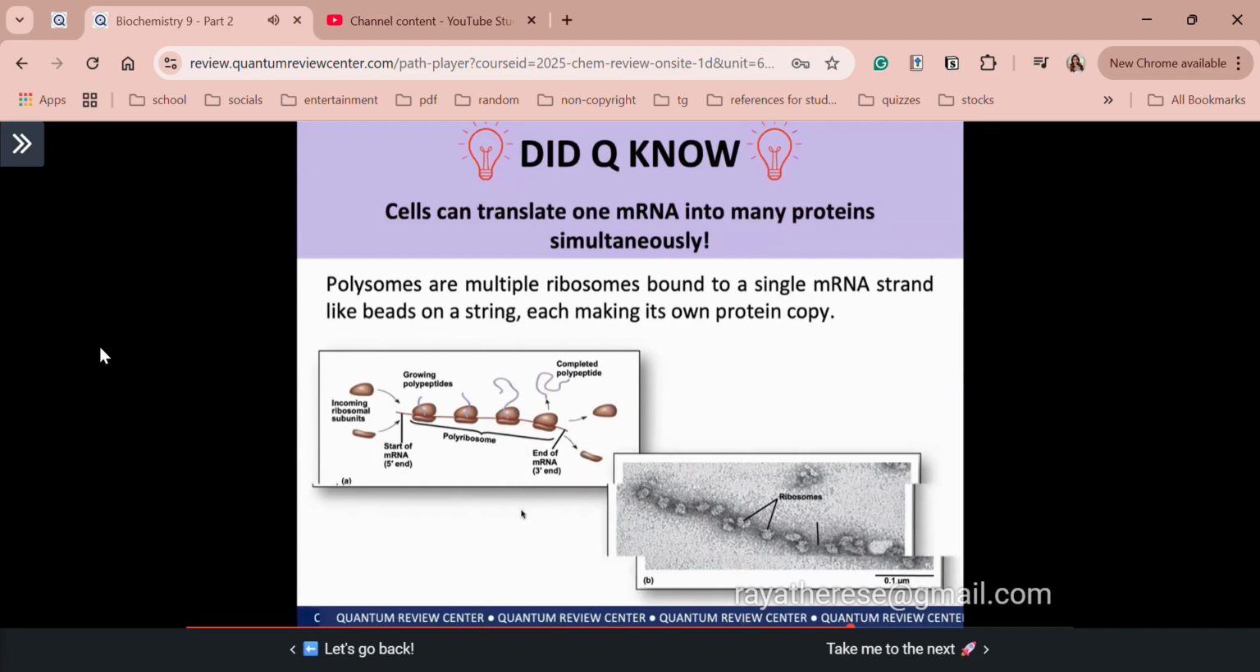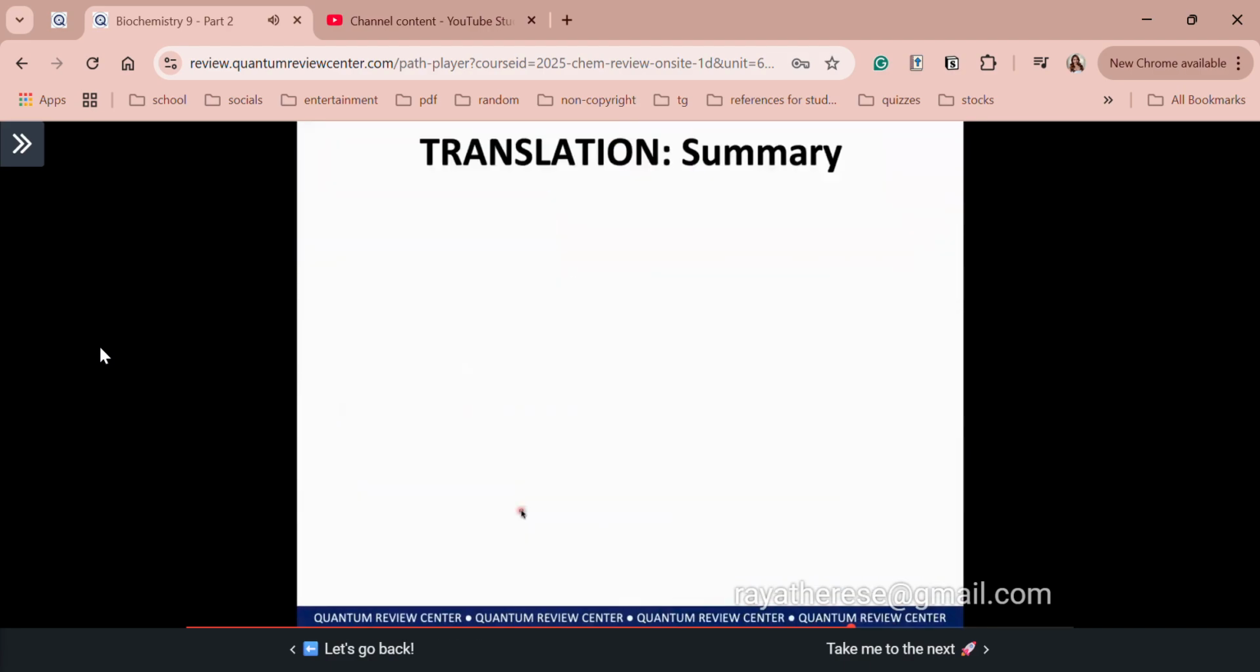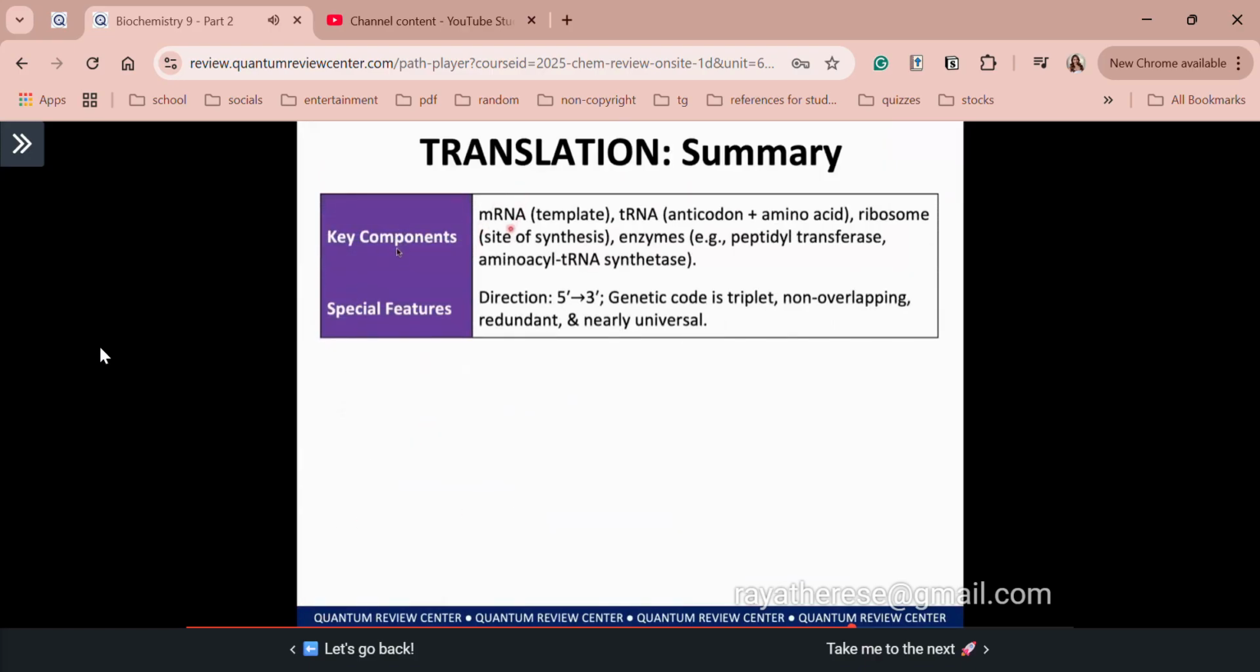All right, so class, to summarize our discussion on translation, just remember our key components here. We have your mRNA template, check. The tRNA, particularly its anticodon plus its charge, the amino acid attached, and its CCA. And we also have your ribosome, which is the site of your protein synthesis. Remember, it is composed of two subunits. First, the small subunit binds, and then your initiation factor will recruit your large subunit. And class, please remember the enzymes. The peptidyl transferase is a part of your large ribosomal subunit. And your aminoacyl tRNA synthetase, sorry, I had amnesia. Class, that's the enzyme that catalyzes the activation of your tRNA.